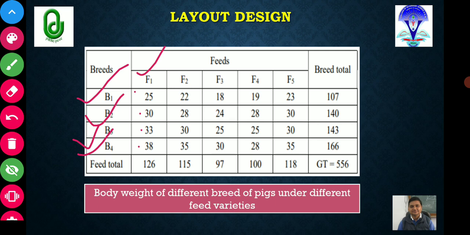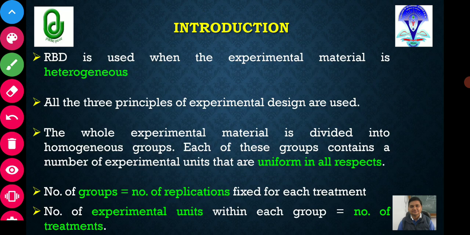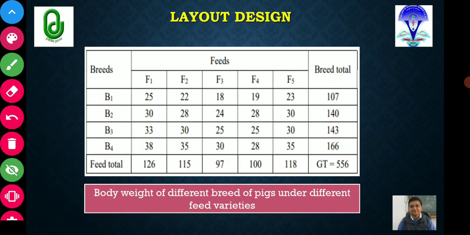So you have to design the experiment in such a way that your number of groups is equal to the number of replications fixed for each of the treatments. Now, just go to the previous slide. You can see what it is telling: how much should be the number of experimental units within each group? It should be equal to the number of treatments. So if you want to know how much experimental material there should be, it should be equal to the number of treatments within each group.